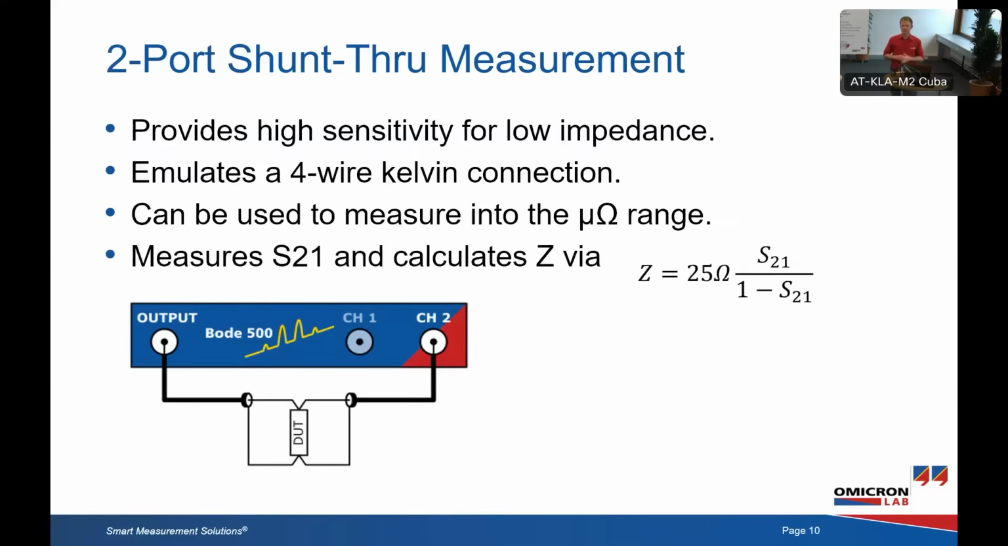Basically, this setup is a transmission gain measurement, so it's an S21 measurement, and the software then calculates the impedance that is connected between the signal line and ground using the expression: impedance is half the characteristic impedance times S21 over (1 minus S21).